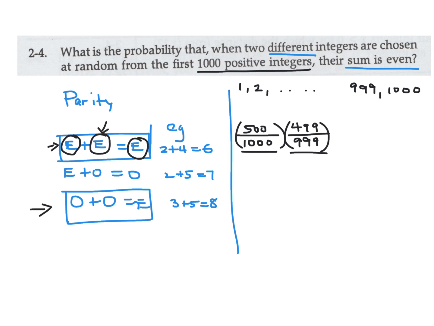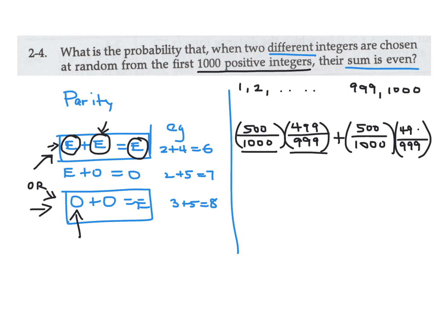Then we also need to figure out this scenario. It could be this or this. So when you have an or, you add a positive sign. So then we want an odd number and an odd number. Of the 1,000 numbers, there's 500 odd numbers. And after you choose one odd number, there'd be 999 numbers left. And from those, 499 would be odd. So this is the full probability.